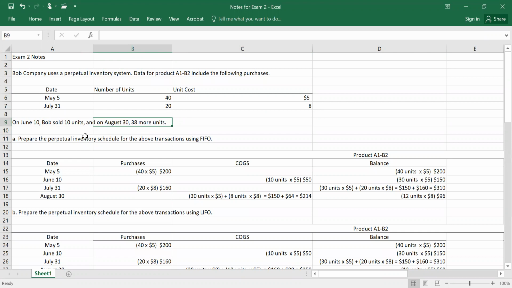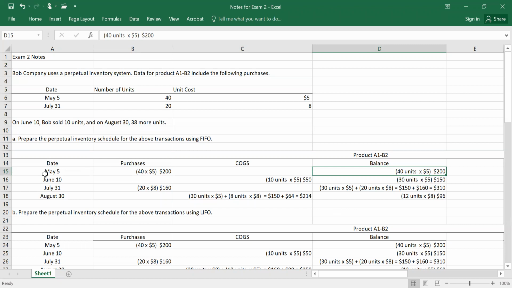We haven't really prepared a schedule before, so I thought I'd go through this with you just so you can see what it looks like. But the first thing we're going to do is record that first purchase, right? So we've got our date of May 5th, our purchase. We purchased 40 items at $5 per unit, which would be 200. We haven't sold anything, so the balance is also 200.